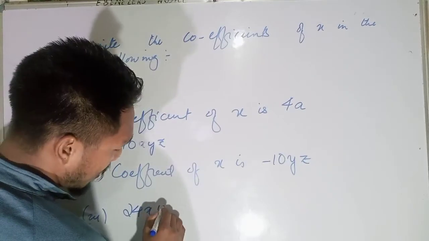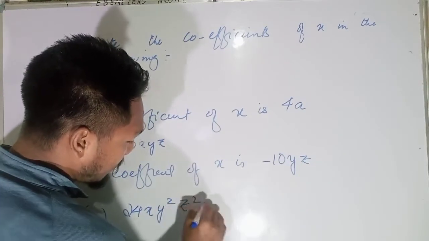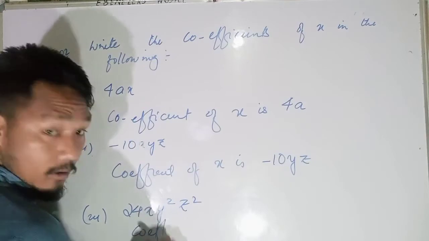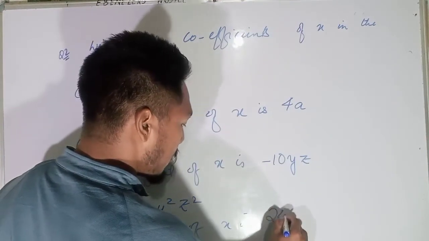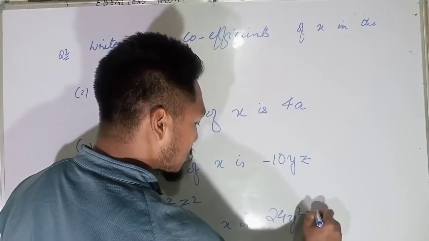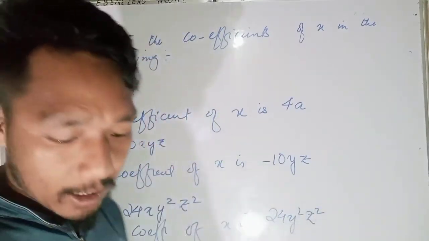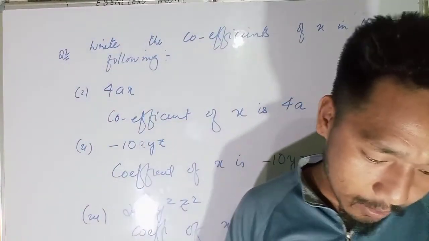Similarly, if we talk about number 3, 24x square y square z square, the coefficient of x is how much? 24 y square z square. Clear about this one? 24 y square z square.